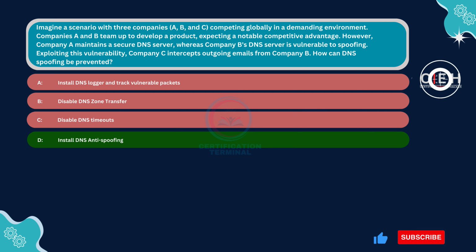Option C, disable DNS timeouts, is incorrect. DNS timeouts refer to the duration a DNS resolver waits for a response from a DNS server before considering it unreachable. Disabling DNS timeouts would disrupt DNS resolution altogether and is not a viable solution for preventing DNS spoofing. DNS timeouts are essential for maintaining network responsiveness and reliability.